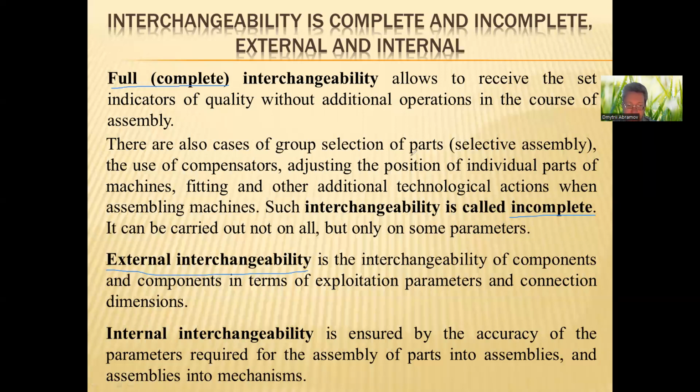Internal interchangeability is ensured by the accuracy of the parameters required for the assembly of parts into assemblies and assemblies into mechanisms. So that is the difference between external and internal interchangeability, and between full or complete and incomplete interchangeability.